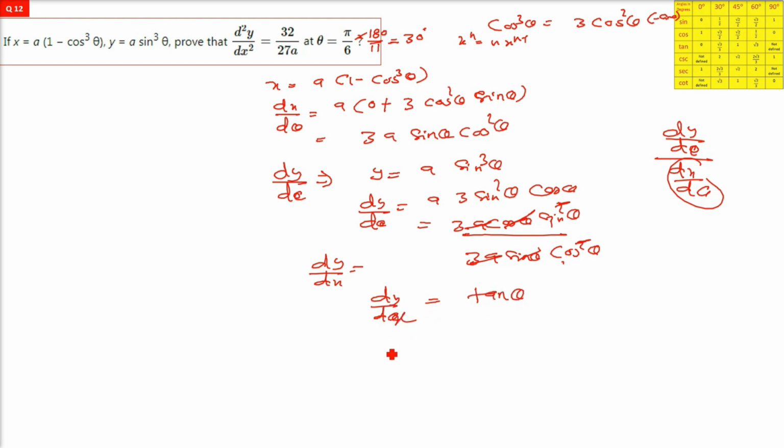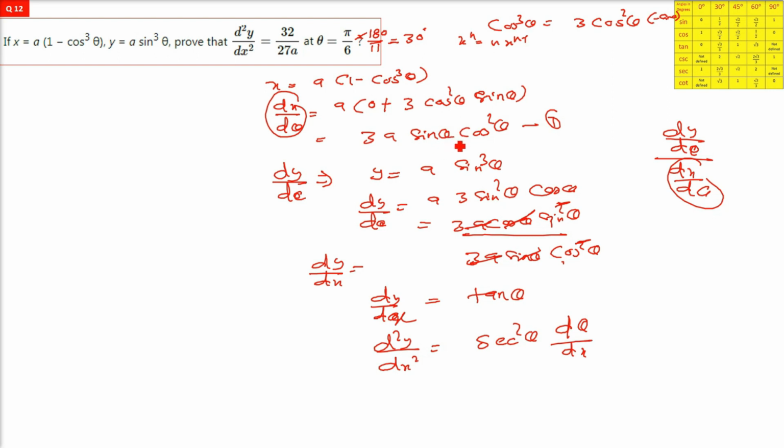So you need to find out d2y by dx2. So tan theta differentiated is what? It's sec square theta simply. But still, you will not stop here. You have to do d theta by dx also, because you are not differentiating with respect to x. Here, actually you are differentiating with respect to x, but there is no x on the right hand side. That's the situation. Now you already know dx by d theta, we already computed.